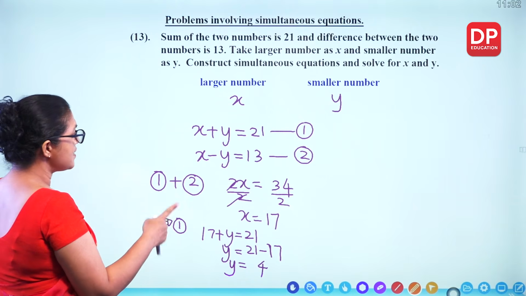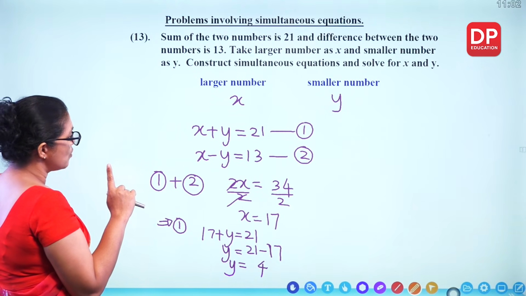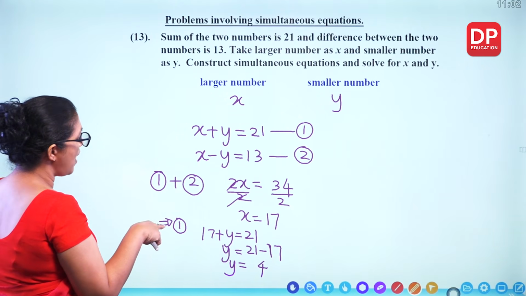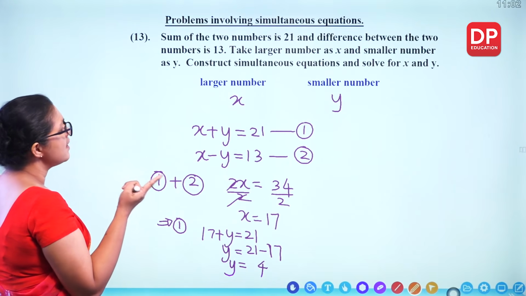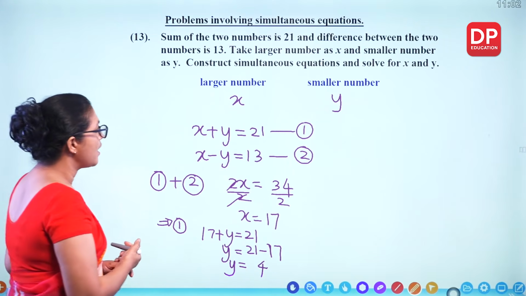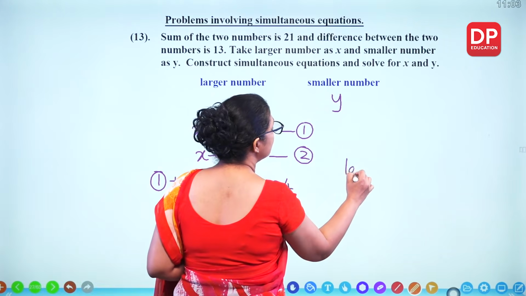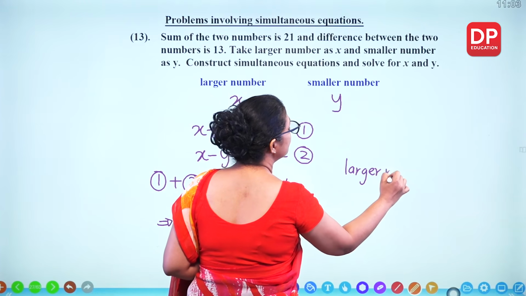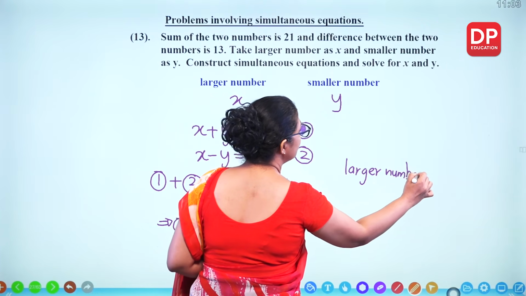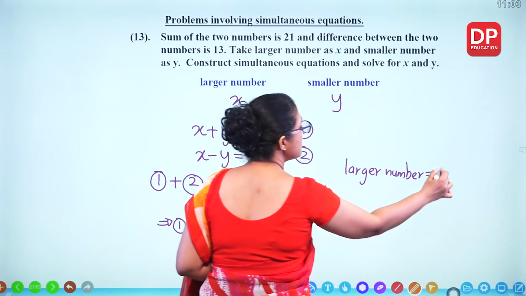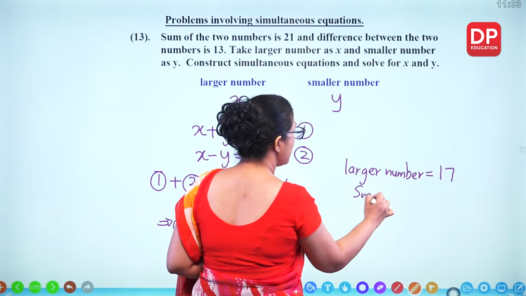Now we'll take the difference and see whether it's correct. So the larger number is 17. 17 minus 4, you get 13. So that's correct. So you can write the larger number x is 17. The smaller number is 4.